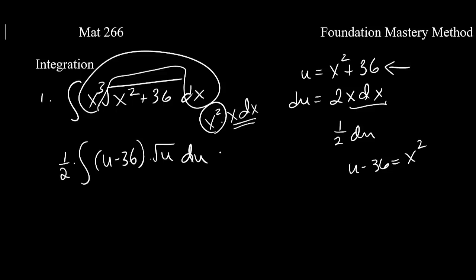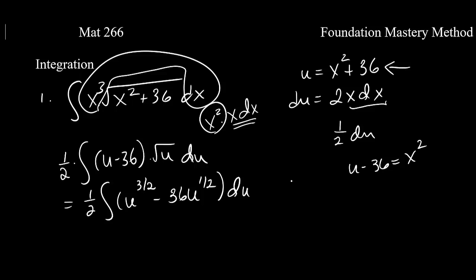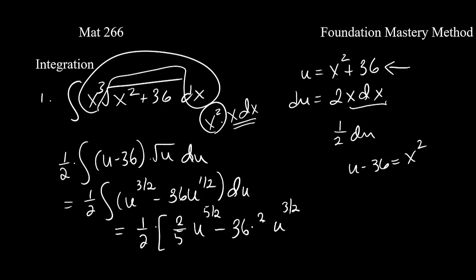And now this is something we can integrate if we simply distribute the square root of u. So now we'll have 1/2 times the integral of u to the 3/2 power minus 36 times u to the 1/2 power. And this is something now that we can easily integrate. So 1/2 times, well, this becomes u to the 5/2 power, and we multiply by 2/5, minus 36, and this becomes u to the 3/2 power, and we multiply by 2/3, plus our constant of integration.